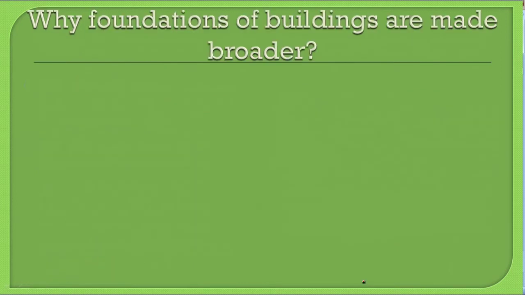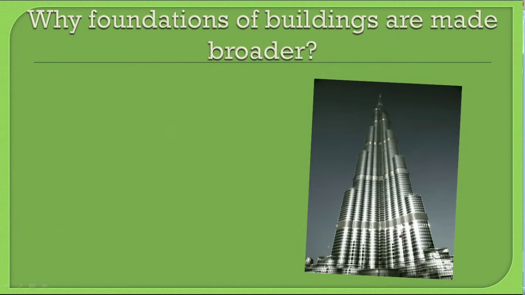Now we have here, you can see why the foundations of buildings are made broader. You can see here Burj Khalifa, it's a very good example. It's the tallest building. You can see the lower part is broader, wider, and when it goes up, you can see it's decreasing. Why? Because it's the tallest building, that means it will have more pressure. How can we reduce that pressure? By just increasing the area. So we will make the foundation of the building broader.